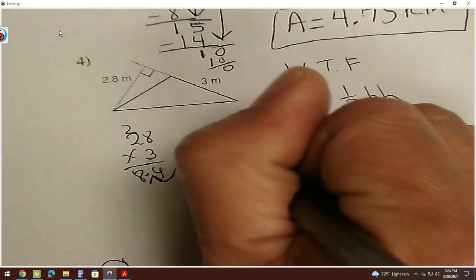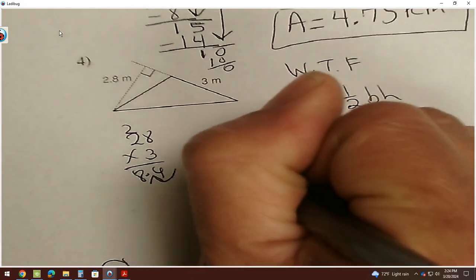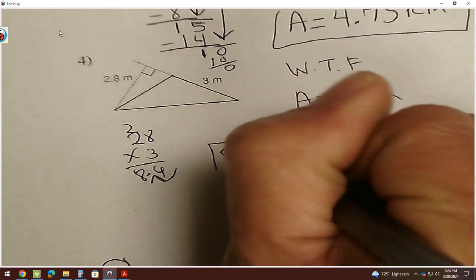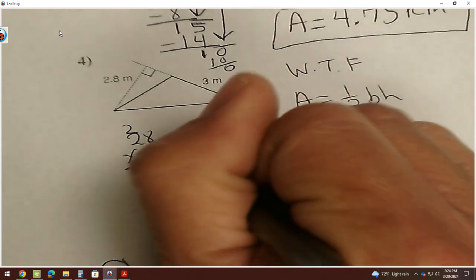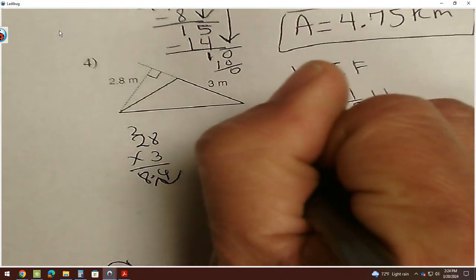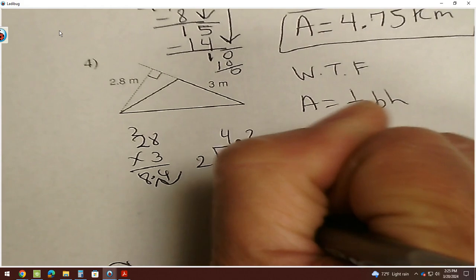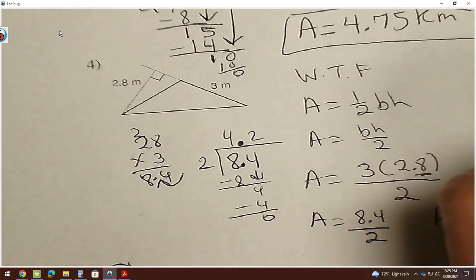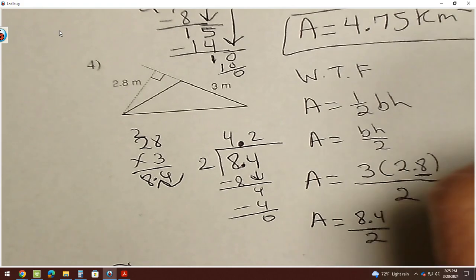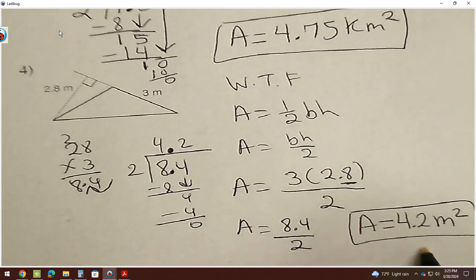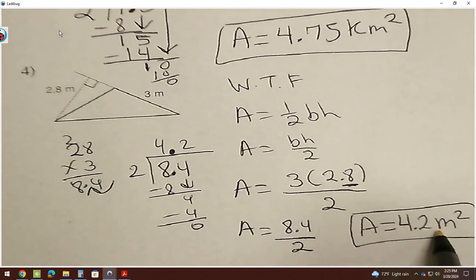So 8.4, your decimal's already there, so keep it there. Don't move it to the end. Divided by 2, that will be 4.2. So the final answer for number 4 is: the area of this triangle is 4.2 square meters. The M in m² means meters.